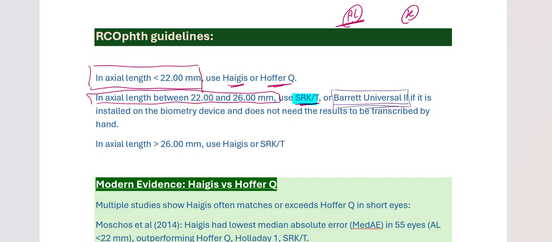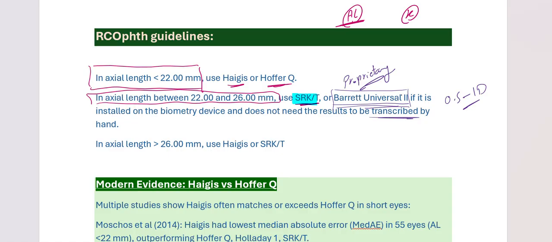The problem with this formula, it's not published. It's a proprietary formula that depends on certain constants that are not published. It's a software that you need to pay for. So if it's integrated in your biometry machine, you can use it, the BU2 formula. But the Royal College doesn't advise to transcribe the data to the website or to another machine to obtain the IOL power. Usually, if you transcribe it manually, you'll get a difference, or you have a higher error rate of up to 0.5 up to 1 diopters.